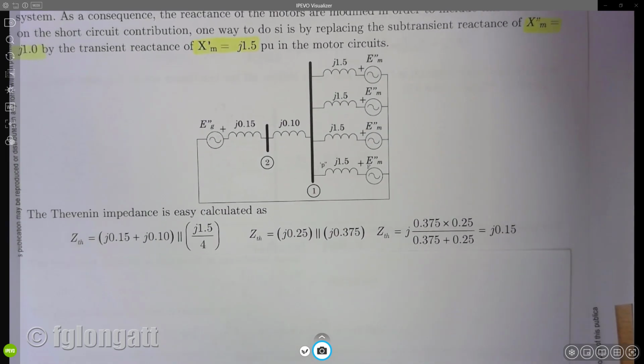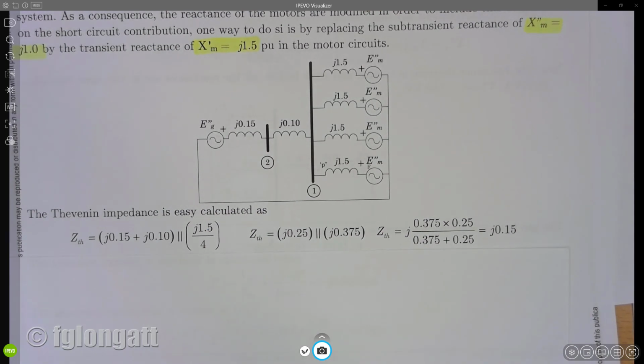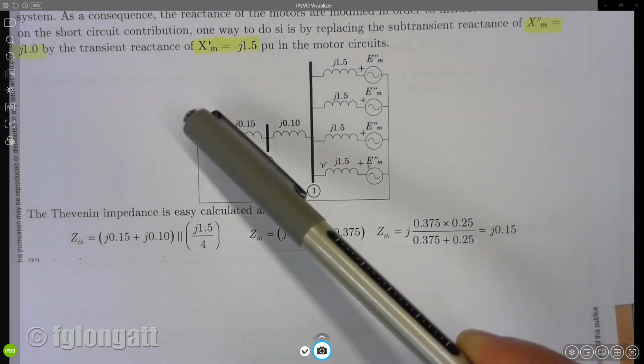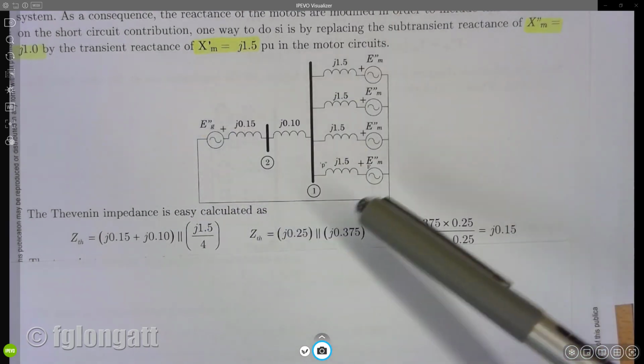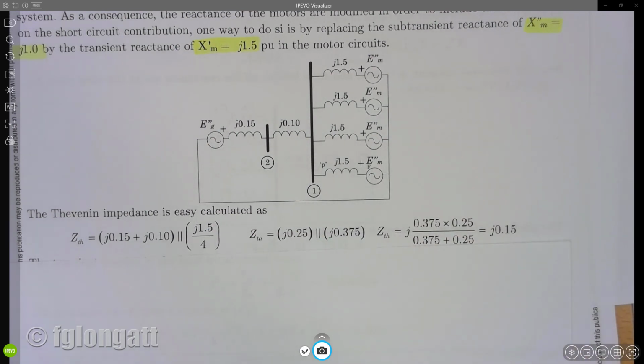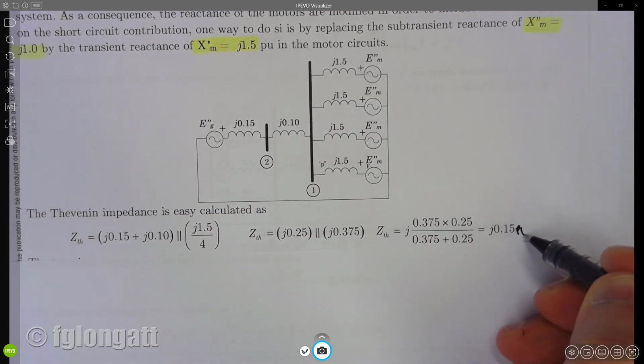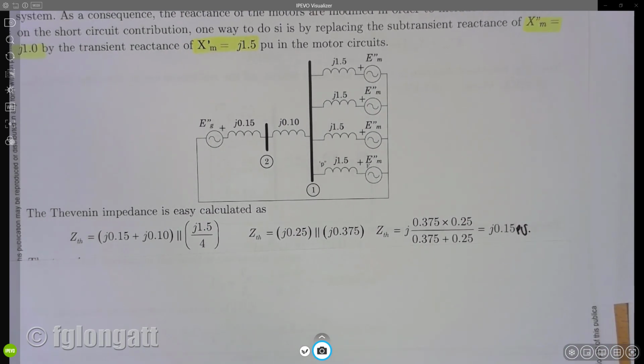Okay, very simple. Right now, what we need to do is again calculate the Thevenin impedance. This is a straightforward procedure. All my students know now, because from this side is 0.25 and this side is 1.5 divided by 4, and you get 0.375. Okay. Finally, here we obtain the Thevenin impedance in per unit, 0.15. Okay.